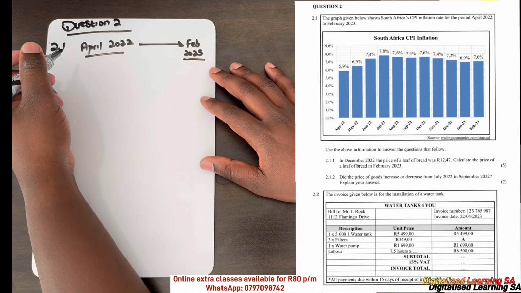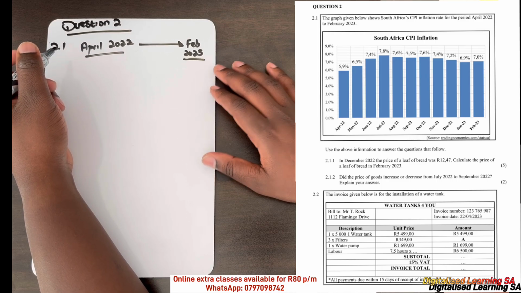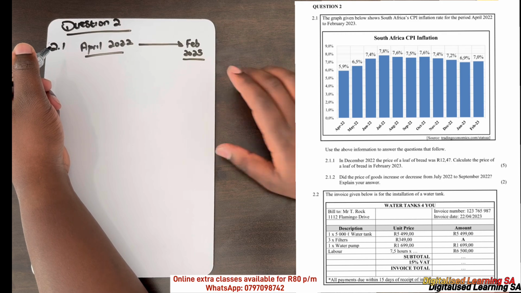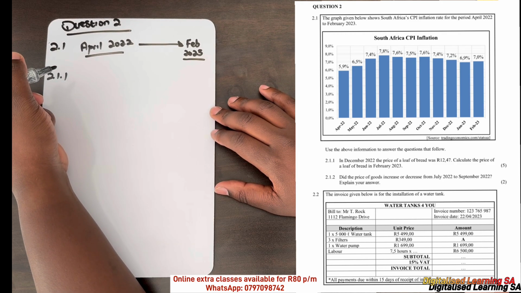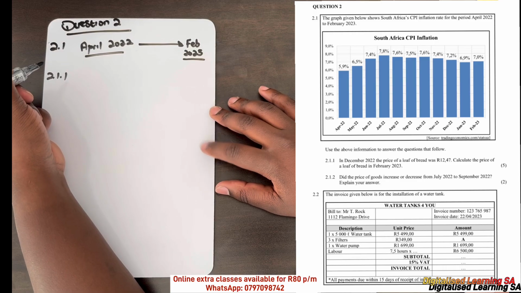We can see that on our y-axis we have percentages, and on our x-axis we have months. We are told to use the information above to answer the following questions. So we'll start with question 2.1.1. It says that in December 2022, the price of a loaf of bread was 12 rand 47 cent. Then calculate the price of a loaf of bread in February 2023.